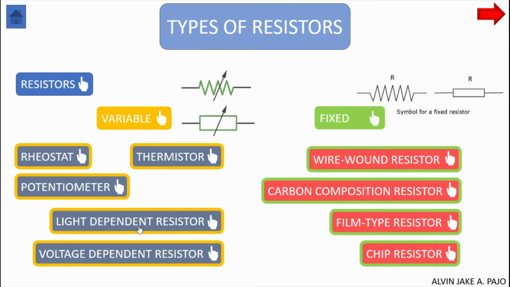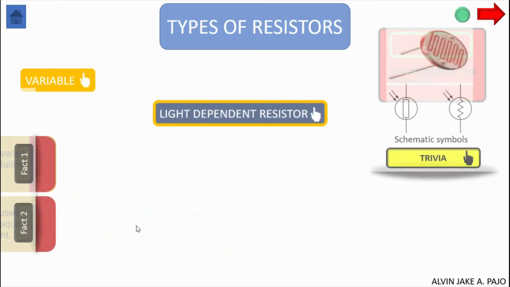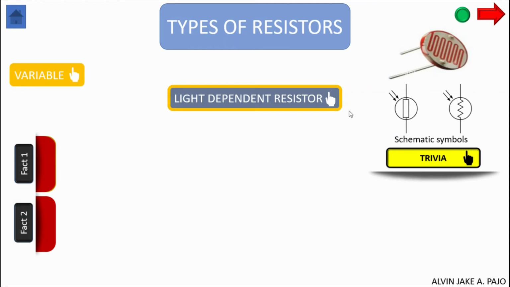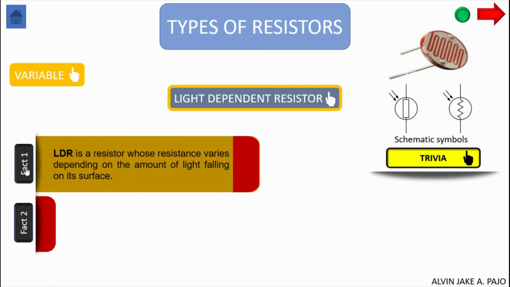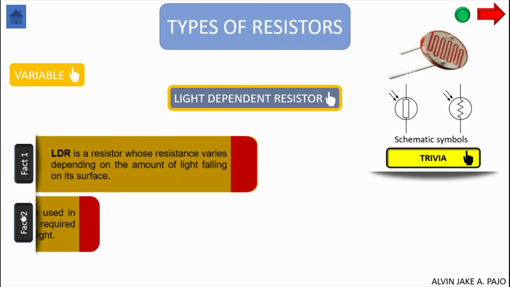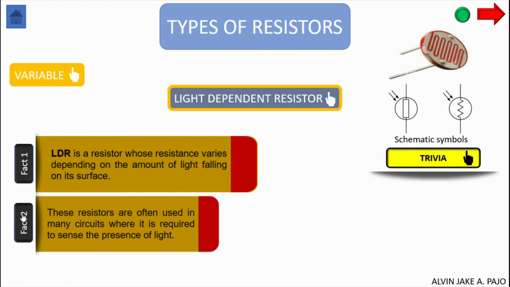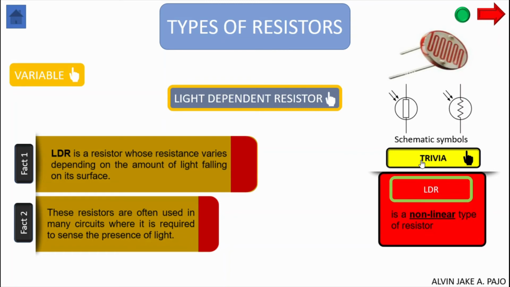Next is the light-dependent resistor. Here is the actual image of the LDR and the schematic symbol. Notice that the arrows are pointing toward the resistor symbol. The arrows represent the light. LDR is a resistor whose resistance varies depending on the amount of light falling on its surface. These resistors are often used in many circuits where it is required to sense the presence of light. Since the resistance material is a semiconductor, LDR is a non-linear type.